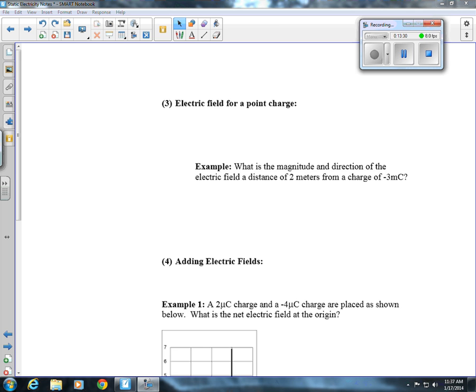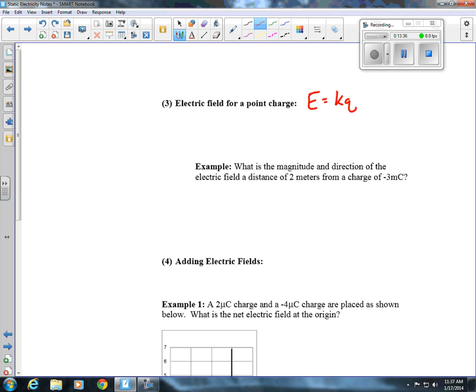Now to calculate the electric field caused by a point charge, we use this equation. E equals KQ over R squared. You don't have to write this, but it looks like the force equation, just missing a Q. So that's one way to remember it.